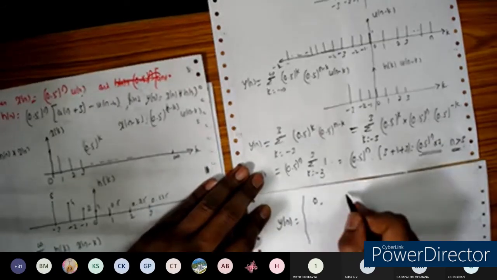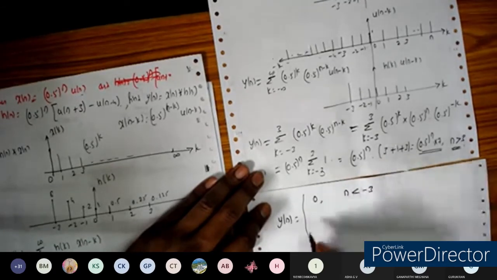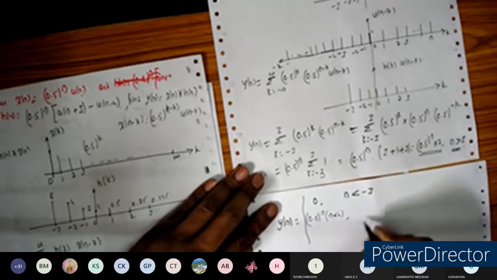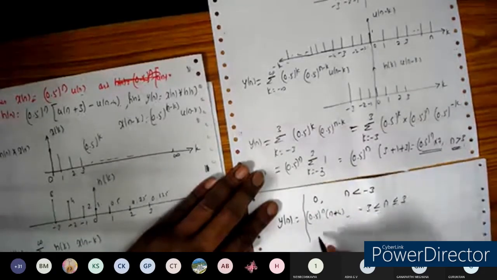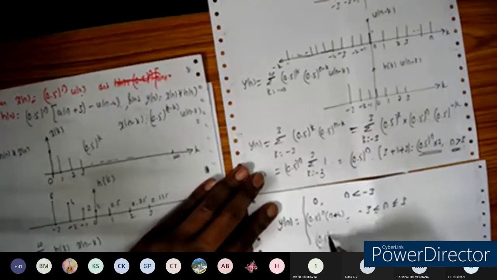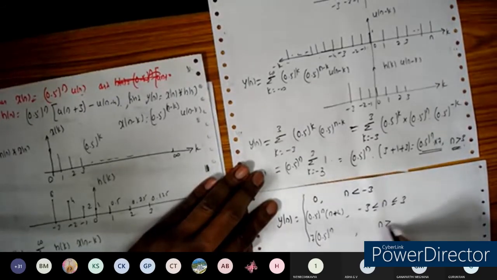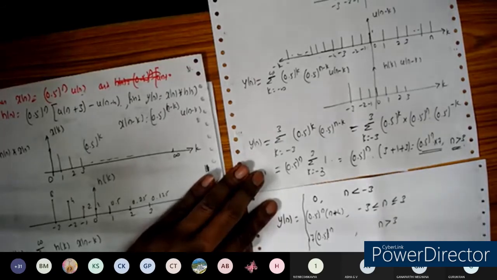So this is 0 for n less than -3. For n from -3 to +3, it is 0.5 to the power of n into (n plus 4), from minus 3 less than or equal to n less than or equal to plus 3. Next, for n greater than 3, it is 7 into 0.5 to the power of n. This is for n greater than 3 here.